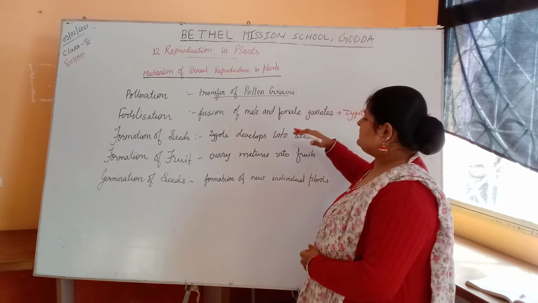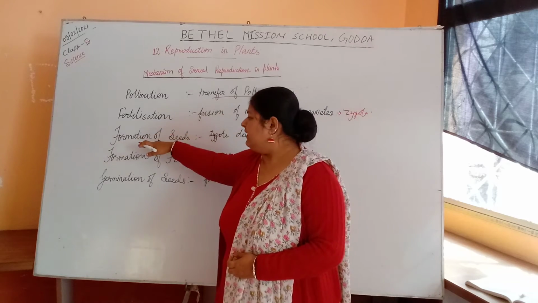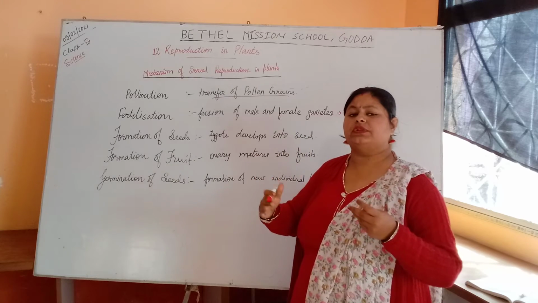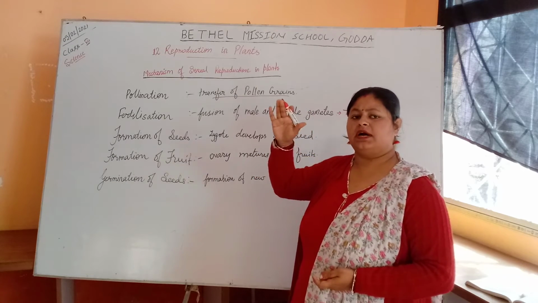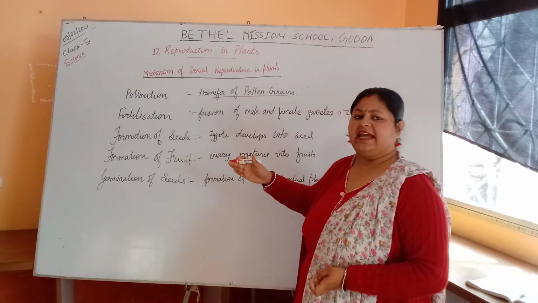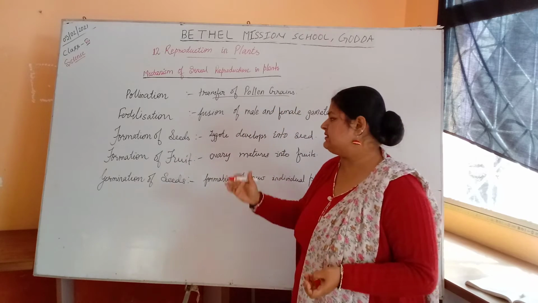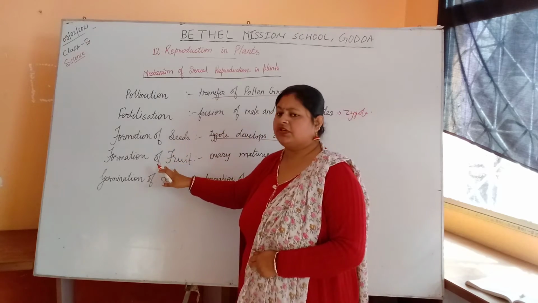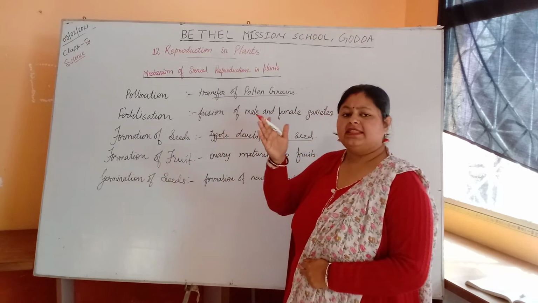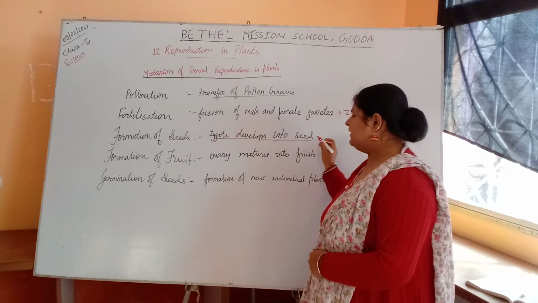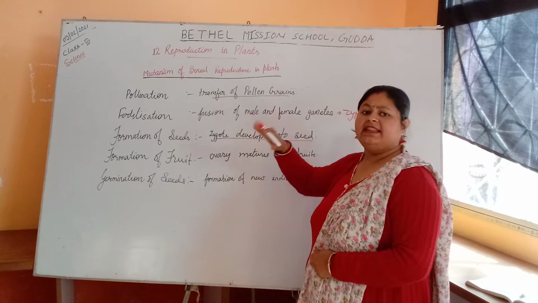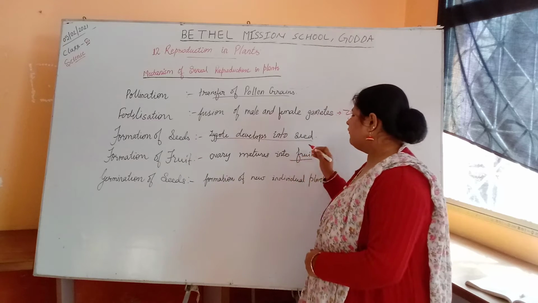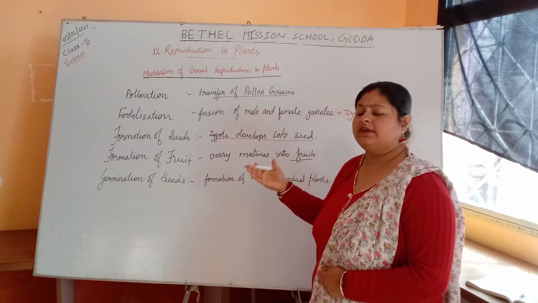Next is the formation of seed. This zygote will develop into the seed in the ovule. Next is the formation of fruit. The ovary that contains the seeds will mature into the fruit. The ovary turns into the fruit.